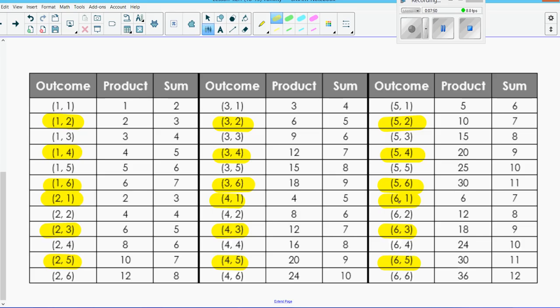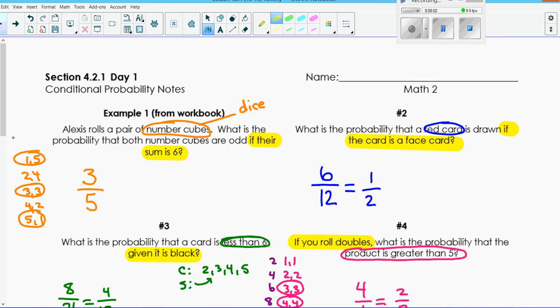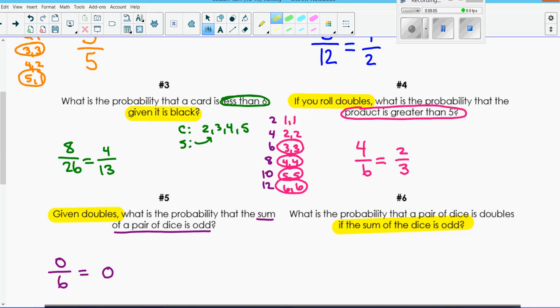So 1, 2, 3, 4, 5, 6, 7, 8, 9, 10, 11, 12, 13, 14, 15, 16, 17, 18. So notice it is half of what we have. Half of them are going to be an even sum. Half of them are going to be odd. Okay, if I go back, I'm going to reread this question. What is the probability that the sum of the dice is odd? So I have 18, so I'm going to write that down. So 18 is my sample space.